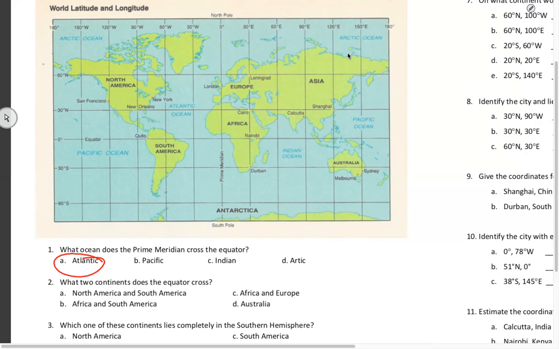Now, Chucky, what two continents does the equator cross? So is it North America and South America, Africa and South America, Africa and Europe, or Australia? It says what two? So we need one with two answers in it.